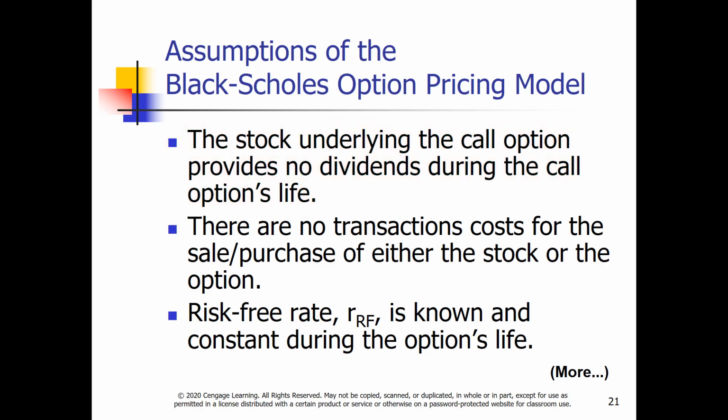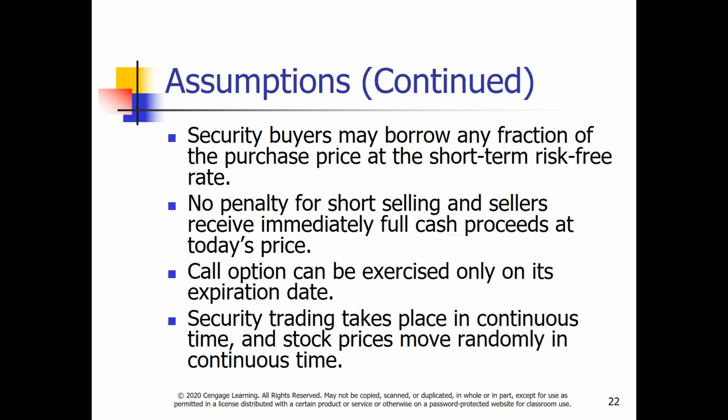But remember that after a theory is developed, assumptions are relaxed and the model tested again. There are versions of the Black-Scholes model that incorporate dividends paid. And as is usual, we assume away taxes and transaction costs. The Black-Scholes model also assumes that investors can borrow at the risk-free rate and that investors receive full proceeds from short selling, not the usual case.